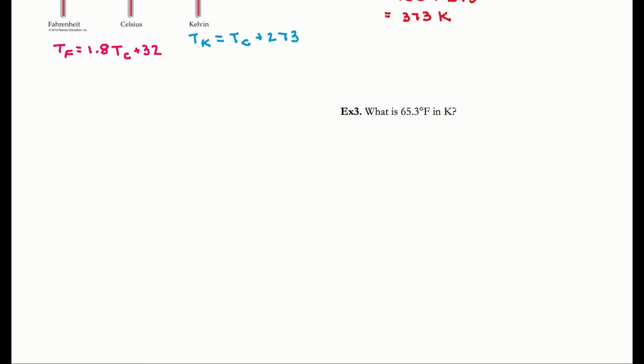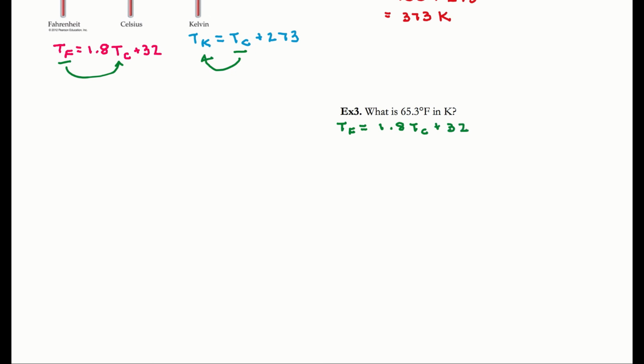What is 65.3 degrees Fahrenheit in Kelvin? Well, for this problem, I can't go directly from Fahrenheit to Kelvin. I'm going to have to go from Fahrenheit to Celsius, and then from Celsius into Kelvin. So let's do that. I'm going to use my Fahrenheit formula. My TF equals 1.8 times TC plus 32.